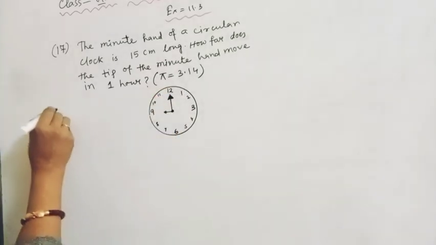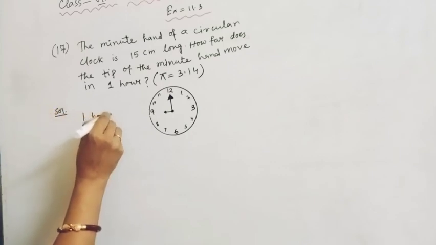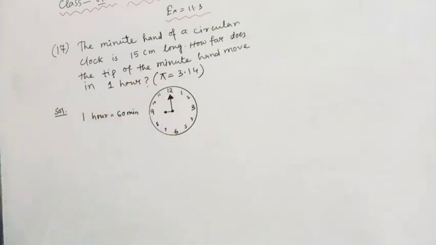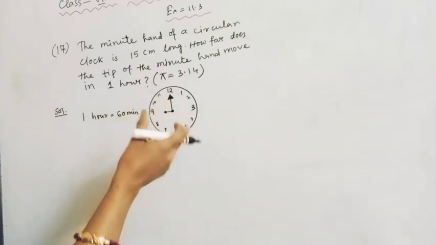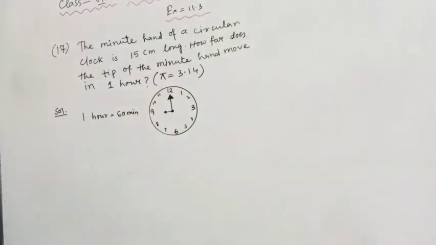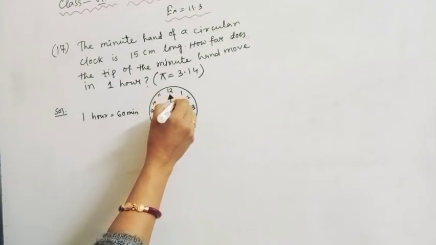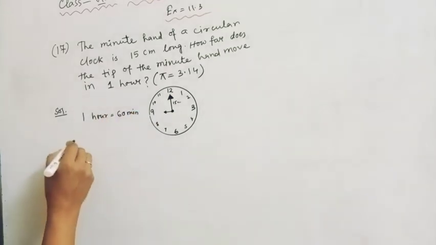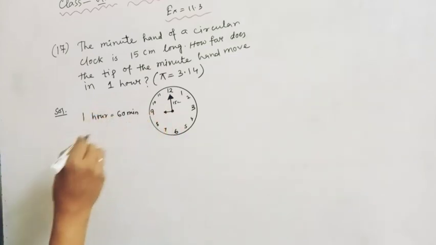Solution of this sum: 1 hour is equal to 60 minutes, you know. So in 60 minutes, the minute hand will complete its one rotation. That means its one circumference, and 60 minute time is required to complete one rotation. The length of this minute hand is 15 centimeter. That means the radius of the circle is 15 centimeter.